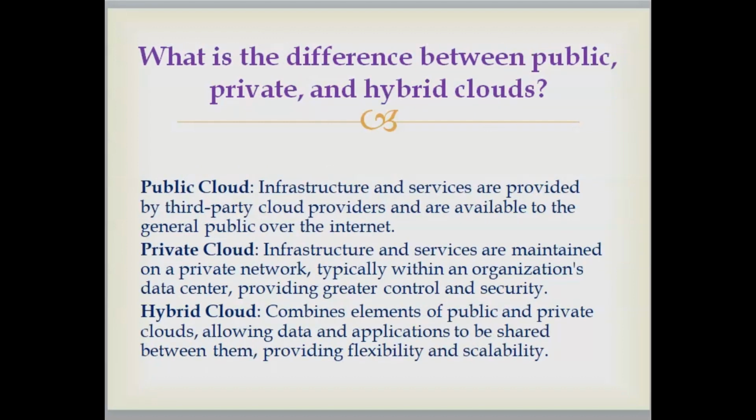What is the difference between public, private, and hybrid clouds? Answer. Public cloud infrastructure and services are provided by third party cloud providers and are available to the general public over the internet. Private cloud infrastructure and services are maintained on a private network, typically within an organization's data center, providing greater control and security. Hybrid cloud combines elements of public and private clouds, allowing data and applications to be shared between them, providing flexibility and scalability.